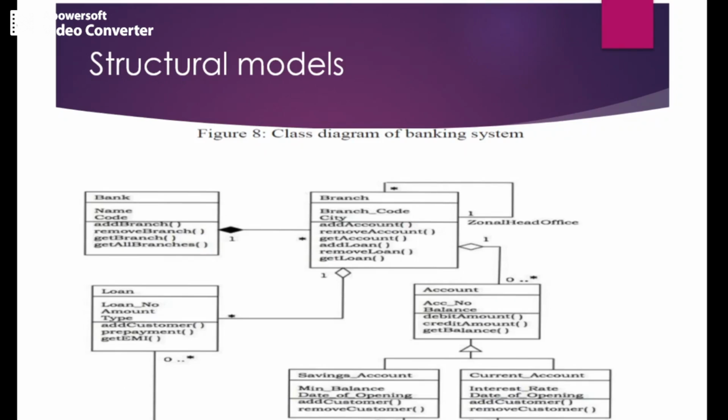The same thing you can also look into in this diagram. It is represented here also, a diamond shape attached to the class as a whole, branch. So this branch is an aggregation of loan and account, I can tell. So it is composed of loan and account. Okay.